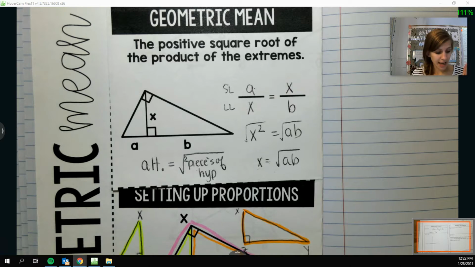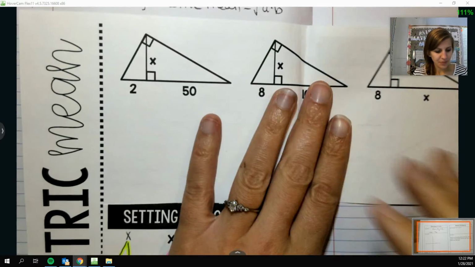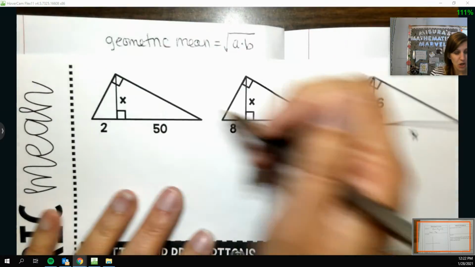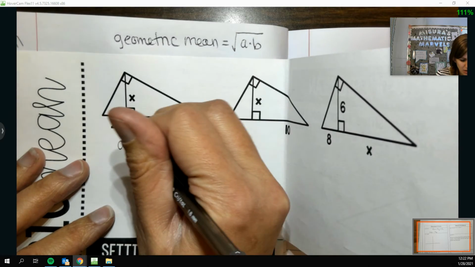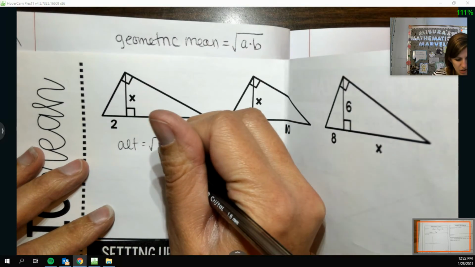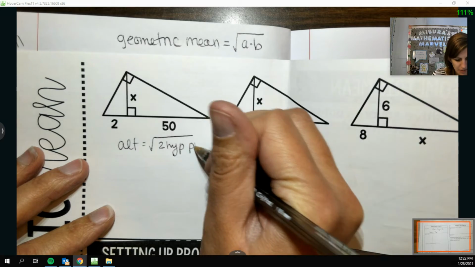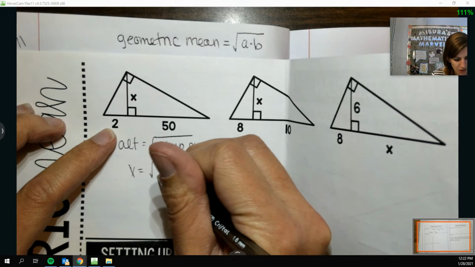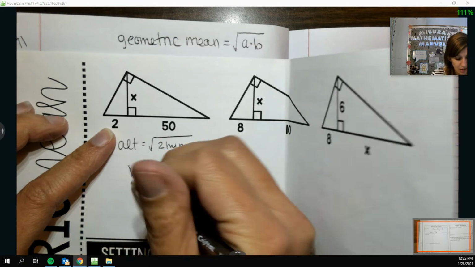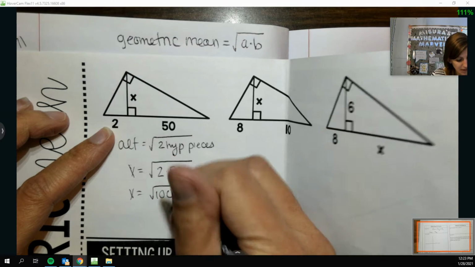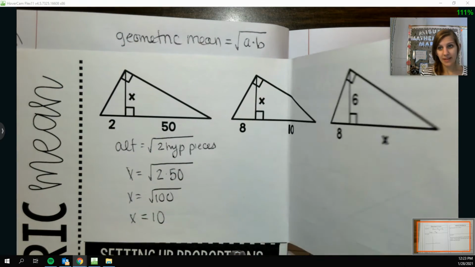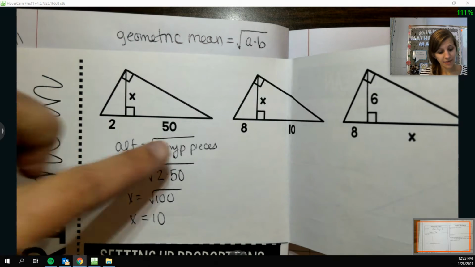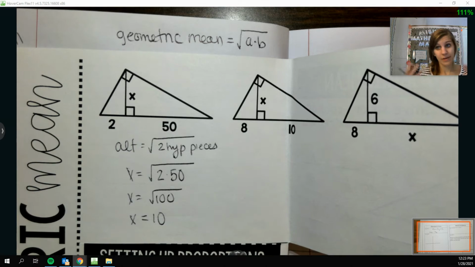Now the other, well actually let's do that one first. So if we open that one up, all of these are good examples of that because the altitudes are all labeled. Okay, so we can just do altitude equals square root of the two hypotenuse pieces. So X equals the square root of 2 times 50, which 2 times 50 is 100, and the square root of that is 10. So that means that that's 10. And if you think about writing the ratio, it works because 10 over 2 is 5, and 50 over 10 is 5. So there you go.